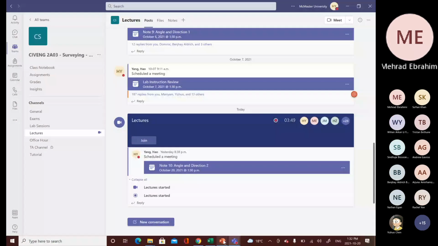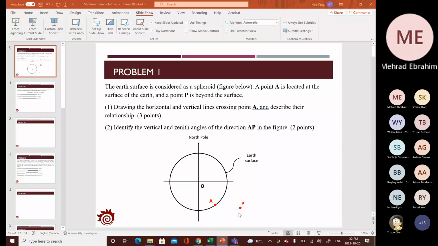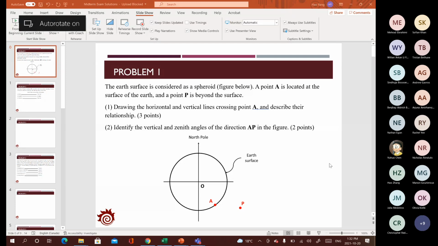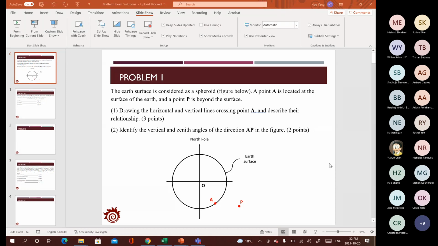Okay, so let's go to see all the questions in the midterm exam. So this would be the questions. The first problem is trying to find out the definitions of the horizontal line, vertical line, and the angles. We also have another question to show you how to use this information for the calculation of distance. That will be problem 5. I will introduce that one later.